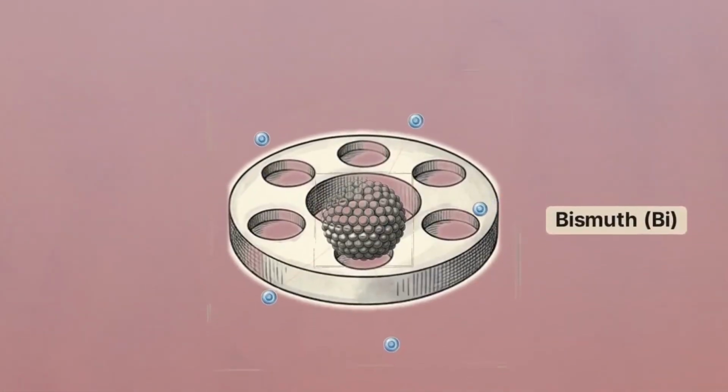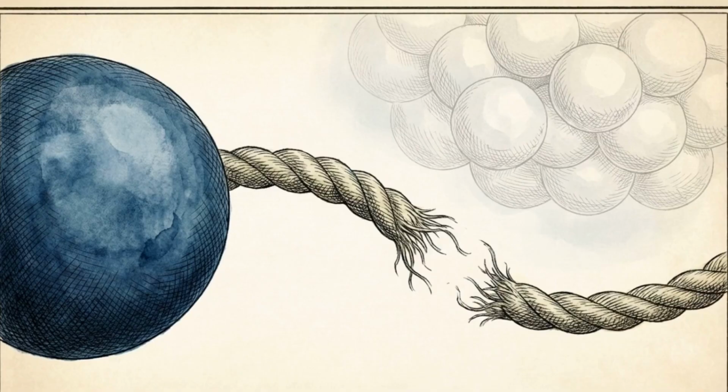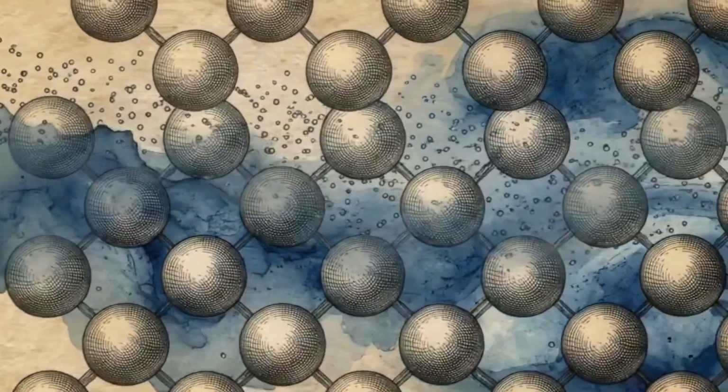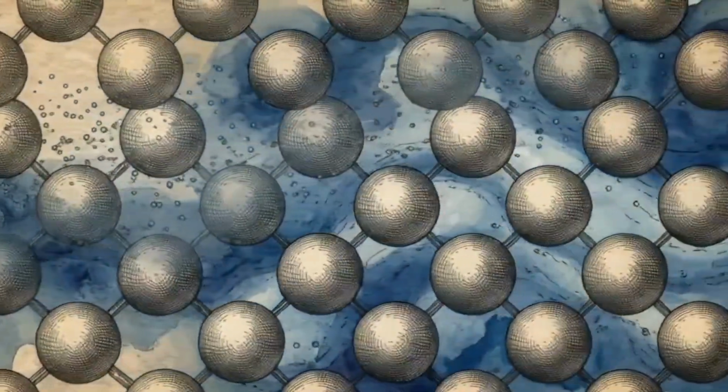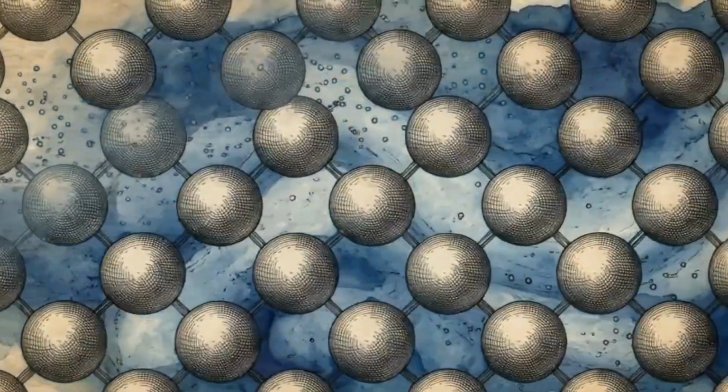Finally, we reach bismuth in the red zone. Bismuth's massive radius and weak electrostatic tether allow its outer electrons to detach and flow freely. This free flow of electrons defines metallic character. It is simply the result of an atom becoming too large to hold its own outer shell.